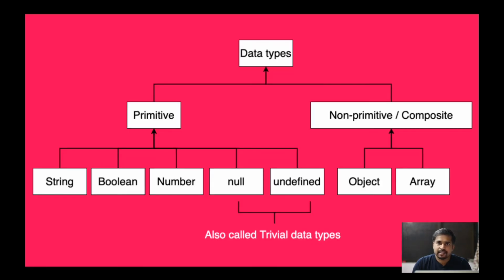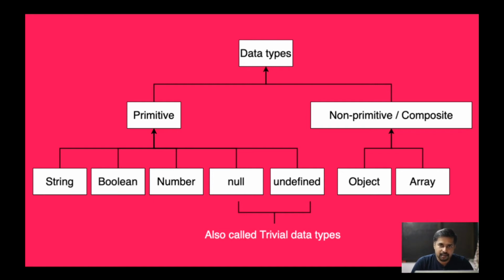Let's talk about the data types now. What type of data can JavaScript store? That is basically a data type. Now JavaScript provides two types of data types. One is primitive data type and the other is non-primitive or composite data type. Primitive data type contains strings, booleans, number, null and undefined.